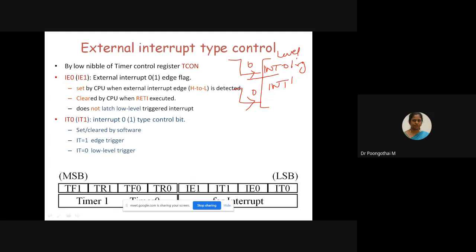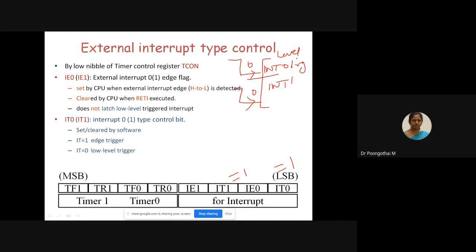Suppose you want to configure the microcontroller to accept an edge triggered signal, you have to set IT0 and IT1 to 1. To configure your microcontroller to accept edge triggered signal, we have to make IT0 and IT1 equal to 1 in the TCON register. So this register is TCON. When IT0 and IT1 are equal to 1, your 8051 will accept edge triggered signal. If it is 0, it's the default mode, it will accept level triggered signal. Is that clear?